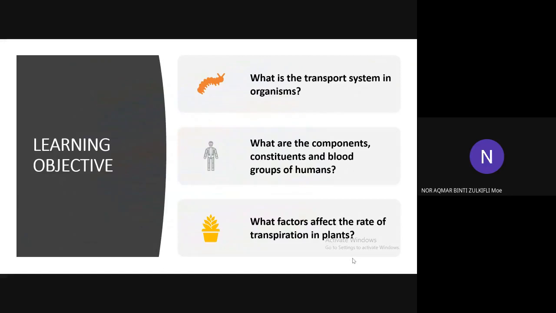Okay, now we look at the learning objectives. So first, what is the transport system in organisms? Second, what are the components, constituents and blood groups of humans? And the last one, of course, we want to know what are the factors that affect the rate of transpiration in plants?